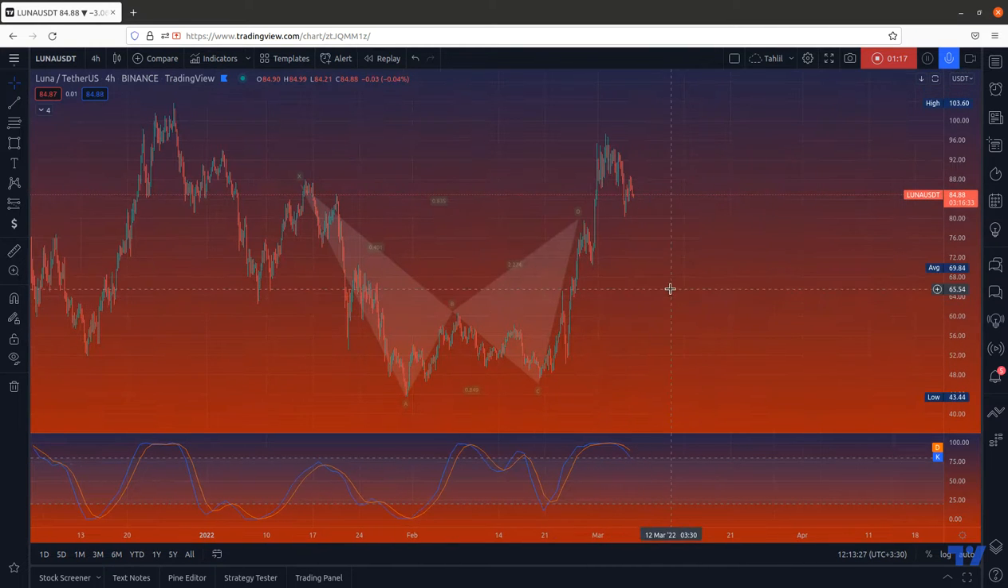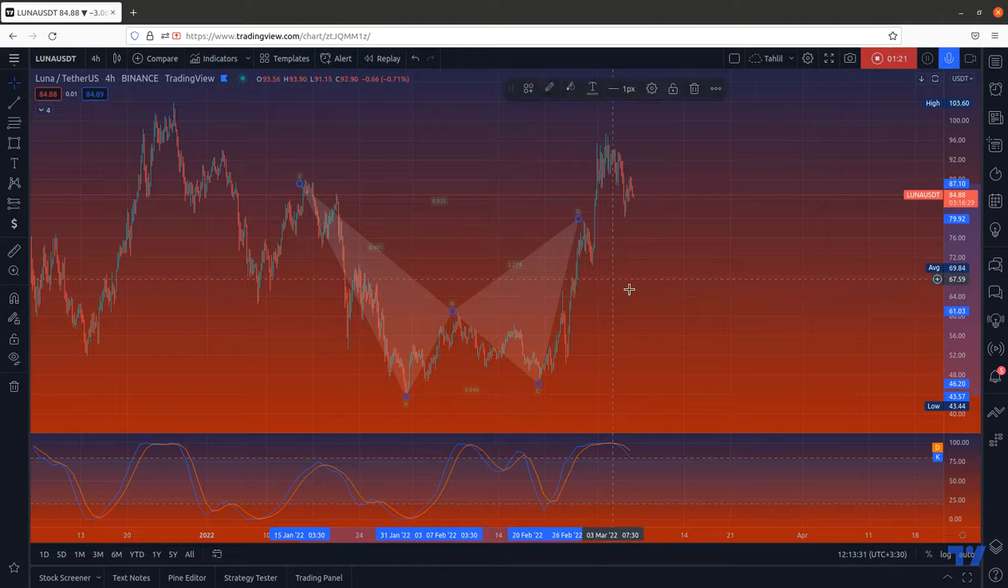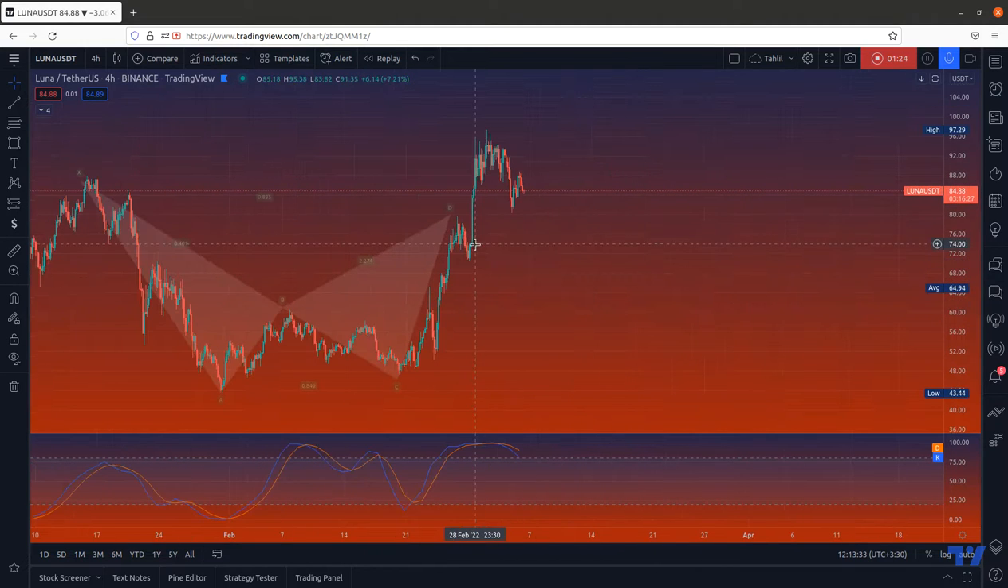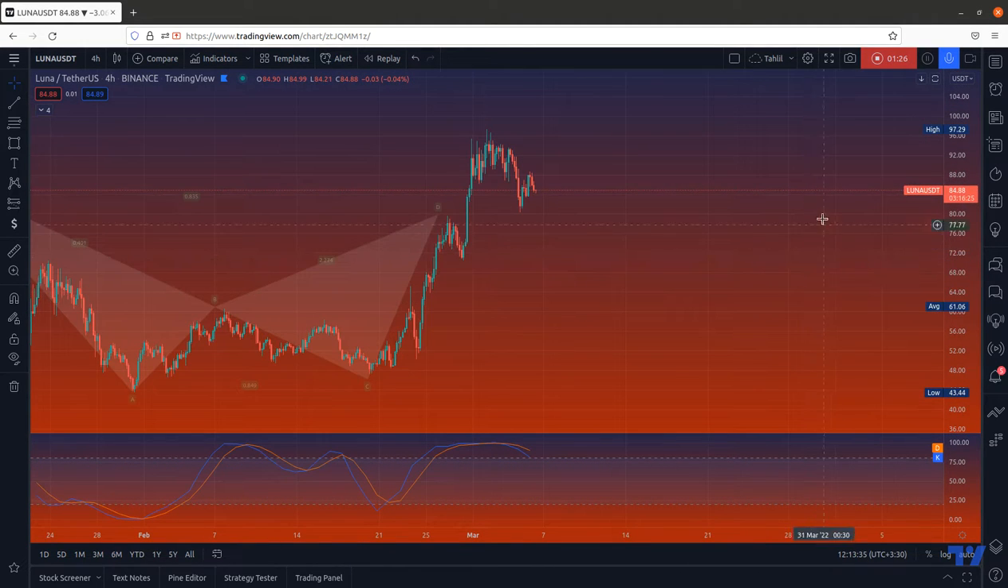It eventually completed this bat pattern as we have drawn it for you here, and had a little bit of correction here and went up.